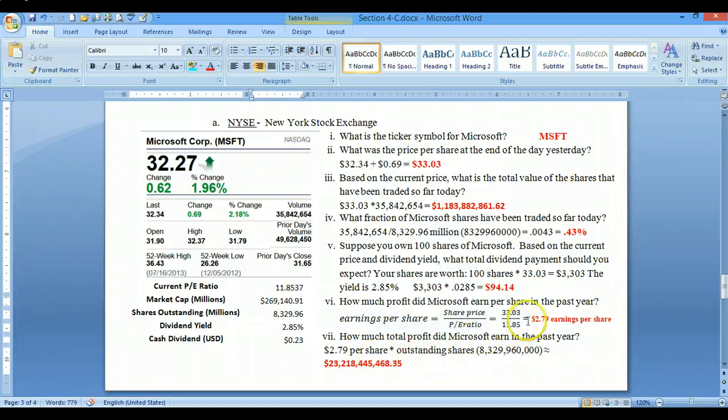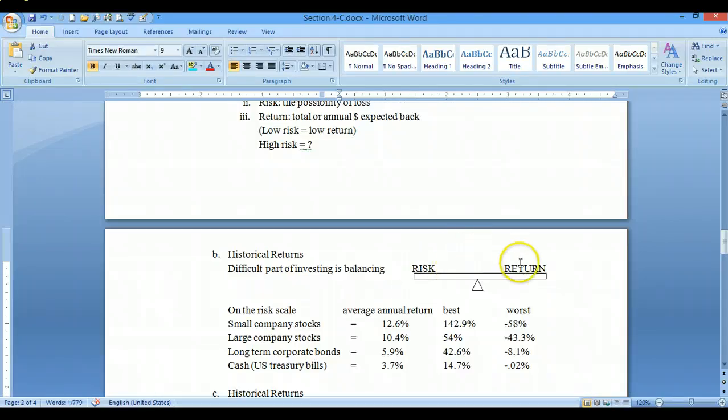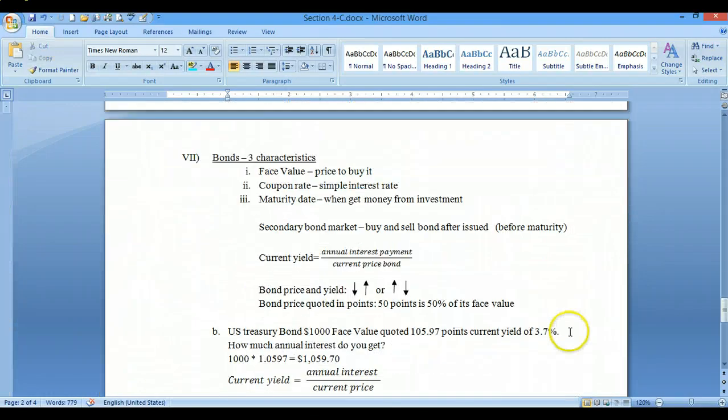Now, I know some of you were thinking up here, $2.79 per share doesn't sound like a lot, right? Well, remember, Microsoft is already an established large company. It's not a small stock. So yes, the opportunity to have a really big earning in 1 year per share isn't as likely, however, very stable, which takes us back to the risk versus return. And this is a large company stock. All right, let's move on to the next one.